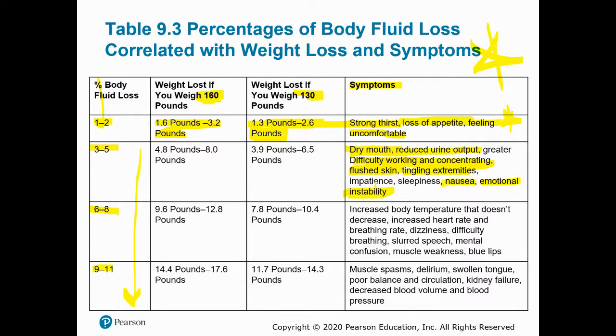There could also be some nausea, definitely some impatience. That's the word I want there. Yeah, irritability, and sleepiness for sure.